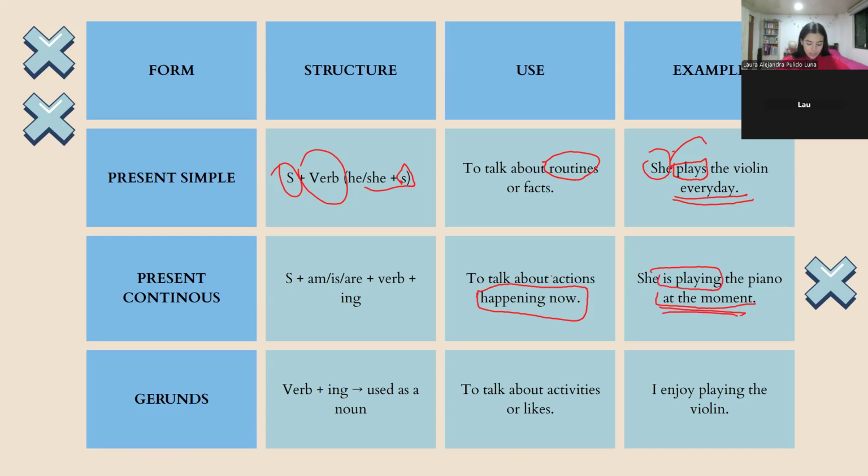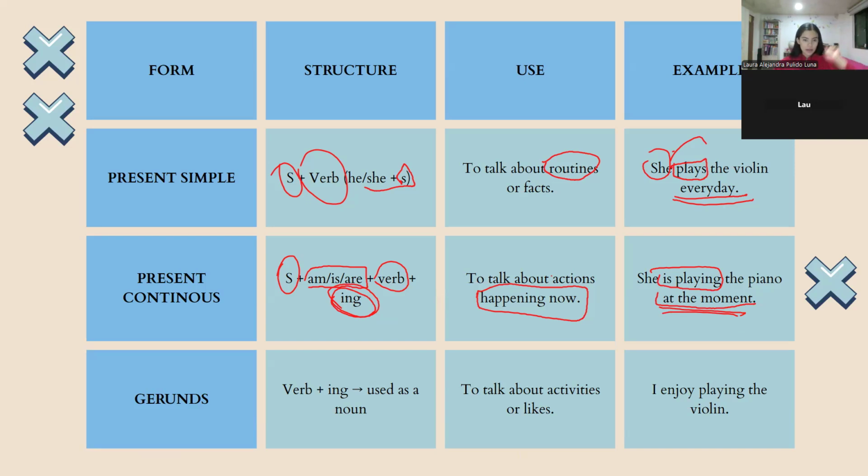So we have the subject, we have the verb to be, we have the verb, and the verb is followed by ing. Okay? So we have the present simple. She plays the violin every day. The present continuous. She is playing the piano at the moment.